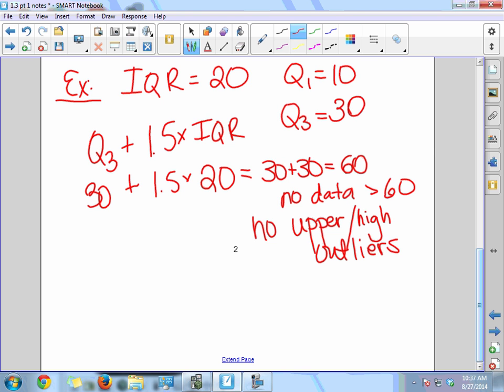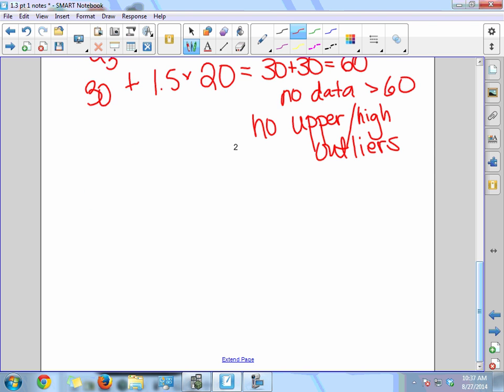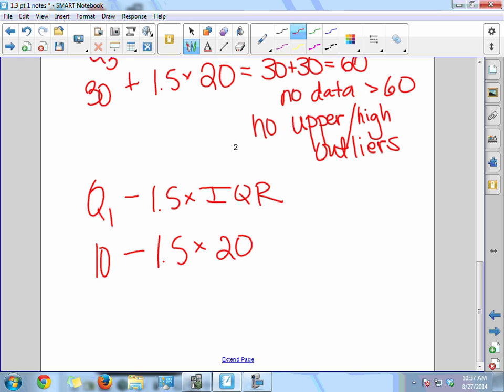All right, so let's check the other way. So we have Q1, no, sorry, my bad, Q1 minus 1.5 times your IQR, right? So Q1 is 10 minus 1.5 times 20. And then this one's going to be a little obvious because it's going to be negative 20. And I would love to be able to get to work in negative 20 minutes, but I don't think that's really feasible. So we have no lower outliers.